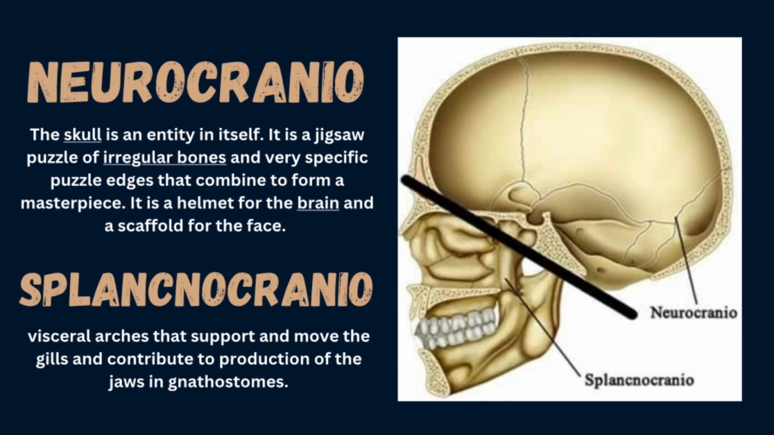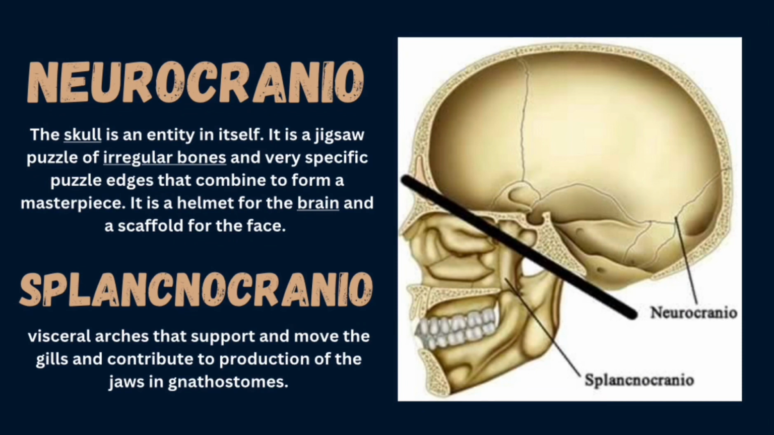Neurocranium: the skull is an entity in itself. It is a jigsaw puzzle of irregular bones and very specific puzzle edges that combine to form a masterpiece. It is a helmet for the brain and a scaffold for the face. Even though the bones are separated by very narrow and shallow jagged sutures, the skull is not divided by every single point of articulation, but by the areas that are created via these bony connections.